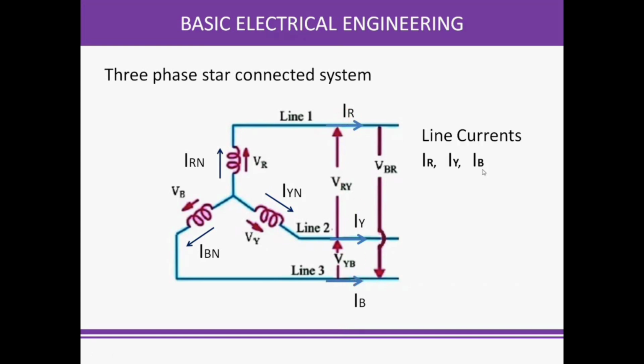Now, what is the phase current? The current which flows through the winding is called the phase current. For the R winding, we have current IRN. Just to differentiate the line and phase currents, I am using the suffix N. Similarly, for the Y winding, we have the current IYN. For the B winding, we have the current IBN. So the phase currents are IRN, IYN, IBN. So you have studied four quantities: line current, line voltage, phase current, phase voltage.